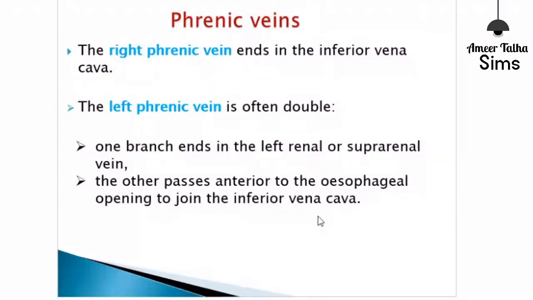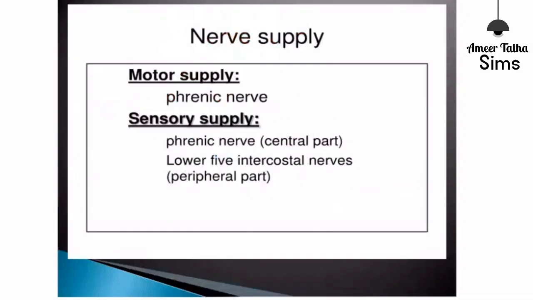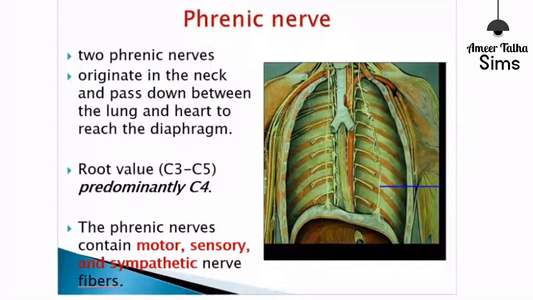Next, we will talk about the nerve supply. The motor supply is the phrenic nerve, and for the sensory supply, the central part is supplied by the phrenic nerve, while the peripheral part, which is the muscular part, is supplied by the lower 5 intercostal nerves. The two phrenic nerves originate in the neck and have the root value C3, C4, and C5. The phrenic nerves contain motor, sensory, and sympathetic nerve fibers.